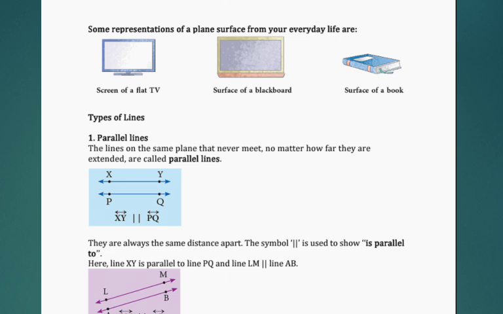Next, you are watching TV, and the upper surface of the book, the lower surface of the book, and the side surfaces. So in a book there are 6 planes: above, below, and the sides. Right. Next we go to types of lines.